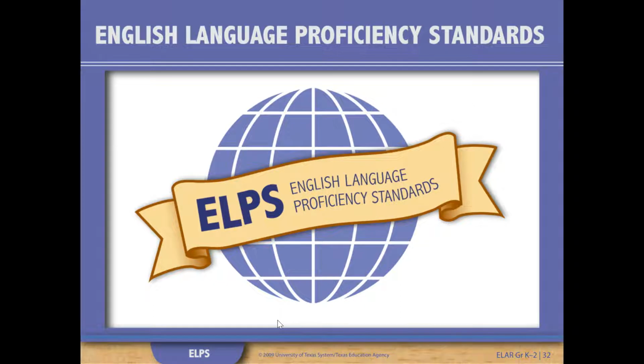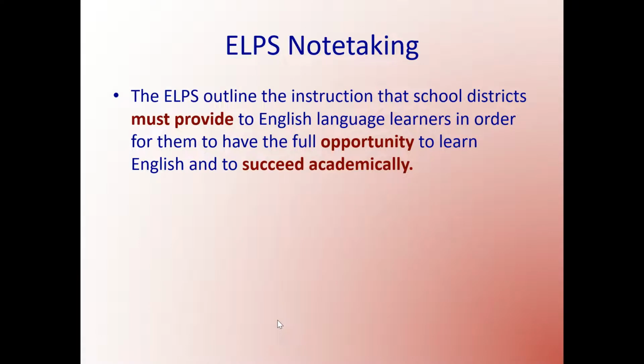The ELPS are the English Language Proficiency Standards. These have been in place in Texas for quite some time now, but they were not always part of teaching, not always part of lesson plans. The ELPS outline instructions that school districts must provide to English language learners in order for them to have the full opportunity to learn English and to succeed academically.